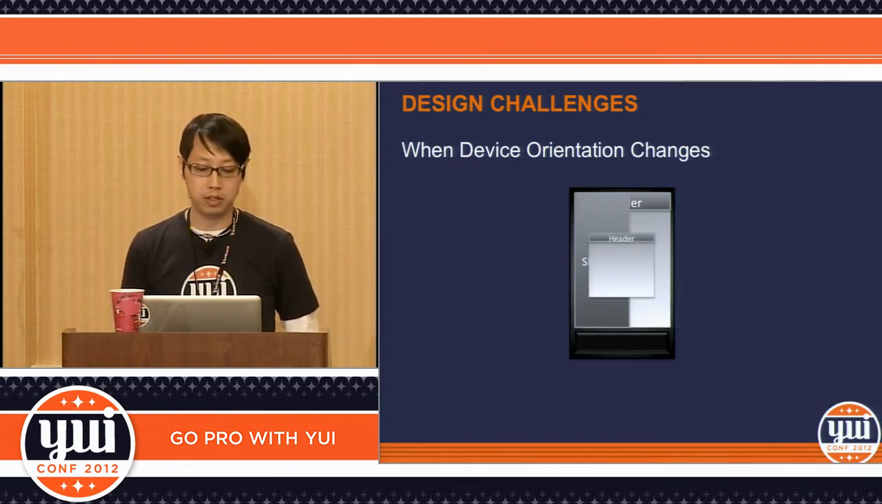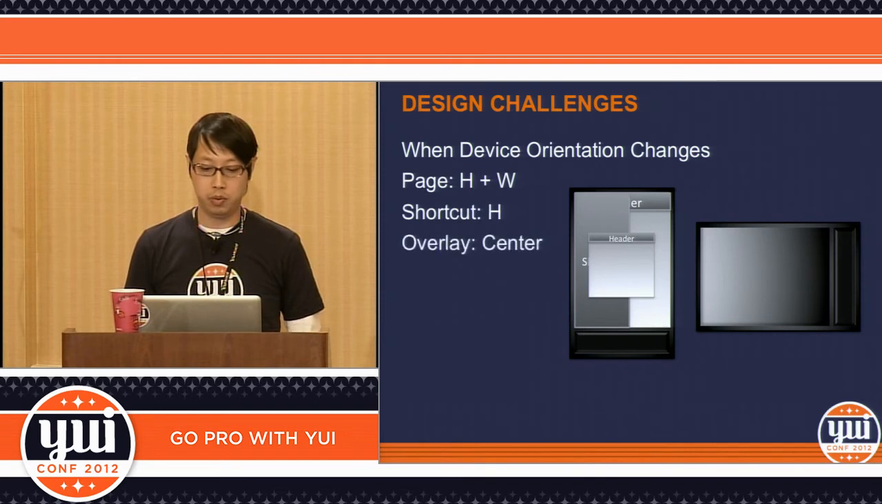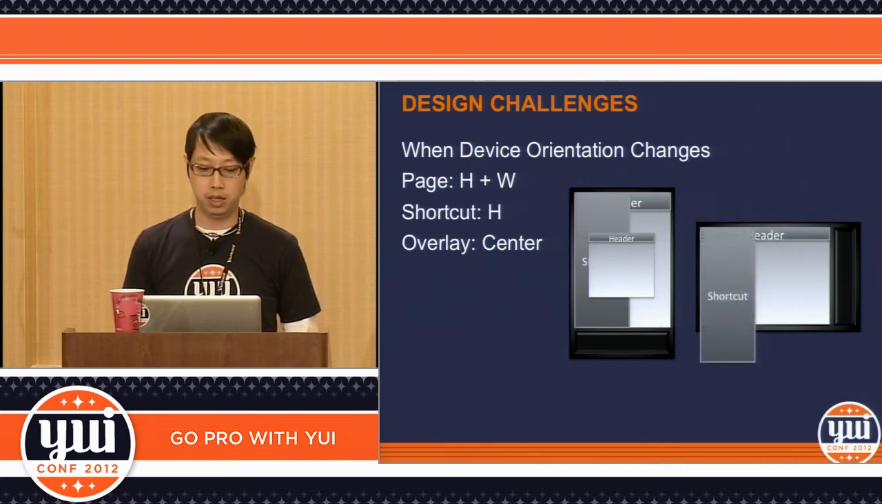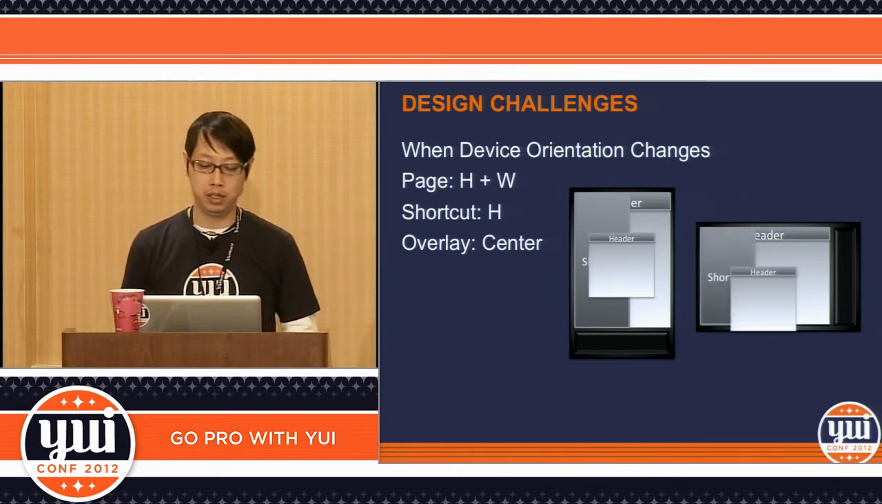When device orientation changes, we need to handle something. For example, for page, we need to change the height and width, just like this. And for shortcut, we only need to change the height. For overlay, we don't need to care about the size, but we need to reposition it.